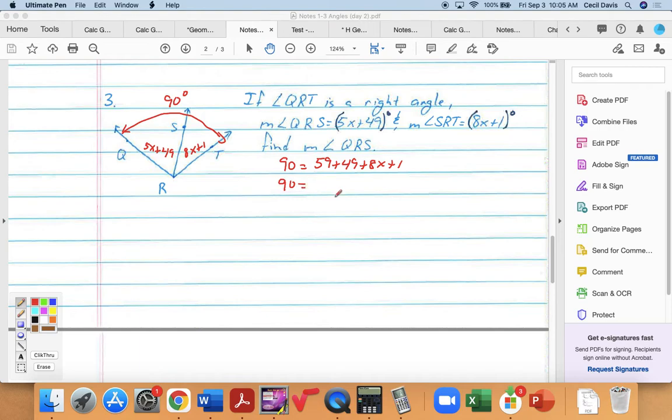So it'll be 90 equals, when I group the like terms. Oh, why did I write 59? It's 5x plus 49. So now I'll group the like terms. That'll be 13x plus 50. So then I'll subtract 50 from both sides, and I'll have 40 is equal to 13x. This is going to be ugly. I'm talking really, really ugly. When you divide, you get 40 over 13.